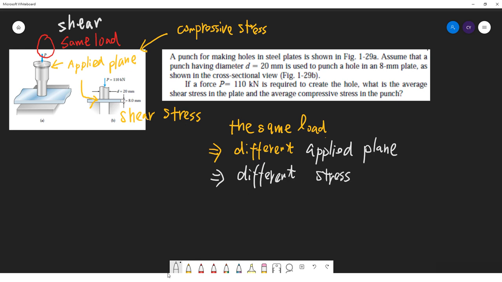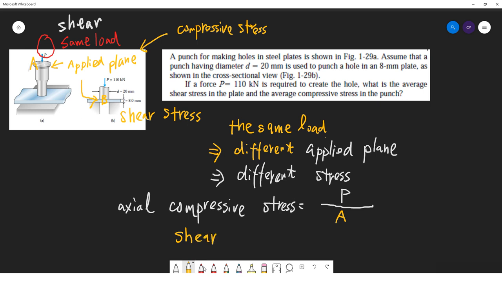For example, in this case, compression. We mean actual stress is equal to the loading divided by the area A. And the area A and the shear stress should be equal to the same loading but divided by area B.